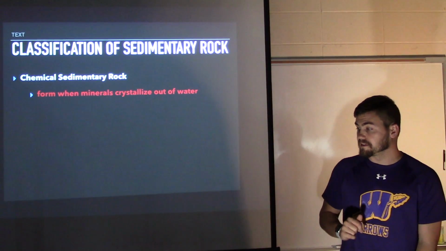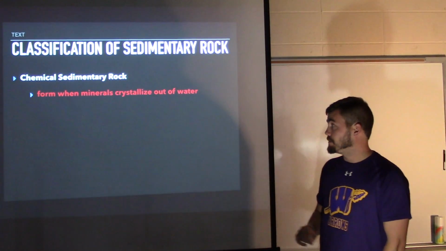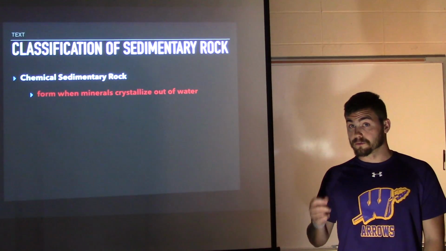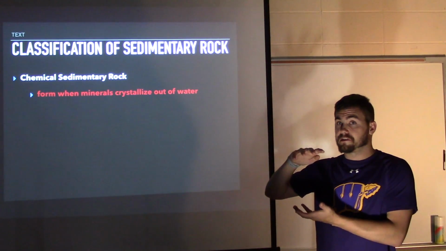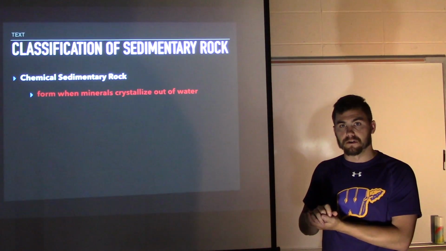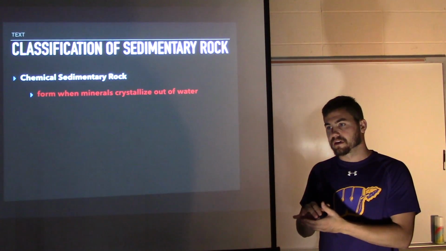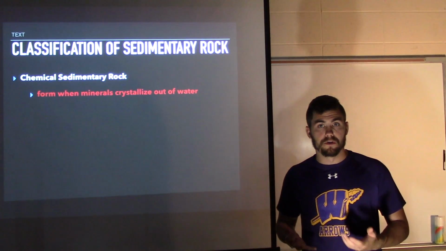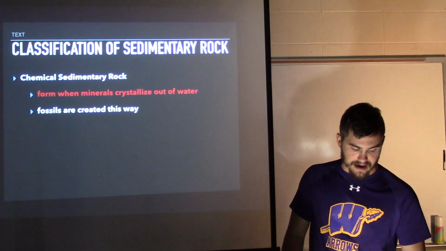Right, the other types of sedimentary rock are chemical sedimentary rocks. These form when the minerals crystallize directly from water. So there is no compaction that goes on with this step. The rock can simply form in water all on its own through different kinds of chemical reactions.